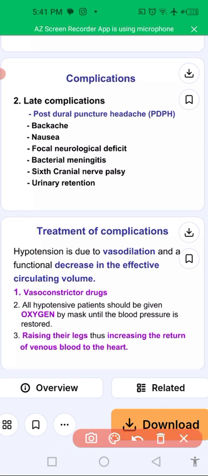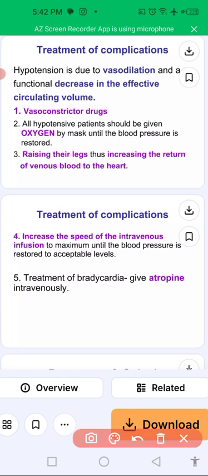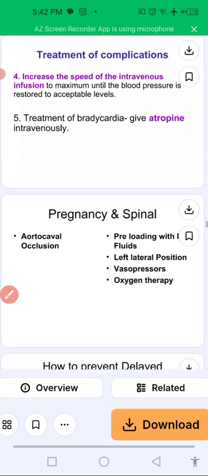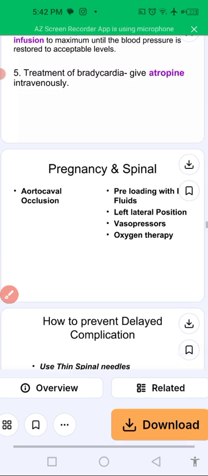Treatment: if there is hypotension due to vasodilation, we have to treat the decrease in effective circulating volume. First of all, vasoconstrictors should be given, along with oxygen, and raising the legs of the patient to return venous blood to the heart, and then increase the speed of IV infusion. Treat the bradycardia with atropine and adrenaline. Another one is, if there is pregnancy, then aortocaval obstruction can happen due to vena cava compression. Then preload the patient with fluid, place the patient in lateral decubitus position, vasopressors should be given, and oxygen should be given to the patient until the baby is coming out.